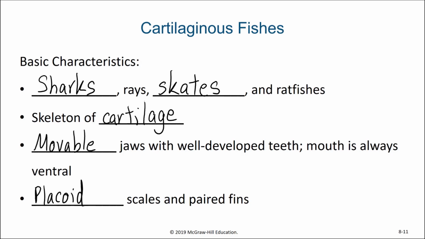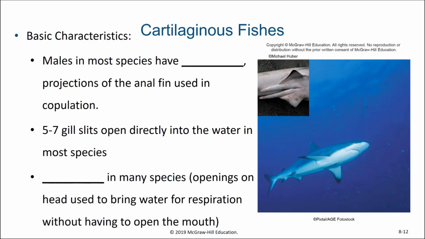They also have paired fins. In the chondrichthyans, most males have specialized structures coming off of their anal fins, known as claspers. And these are used during copulation, or sexual intercourse. Chondrichthyans have 5 to 7 gill slits, which open directly into the water in most species. Many chondrichthyans also have spiracles, which are openings above their mouths, which allow water to enter into their gill cavities.